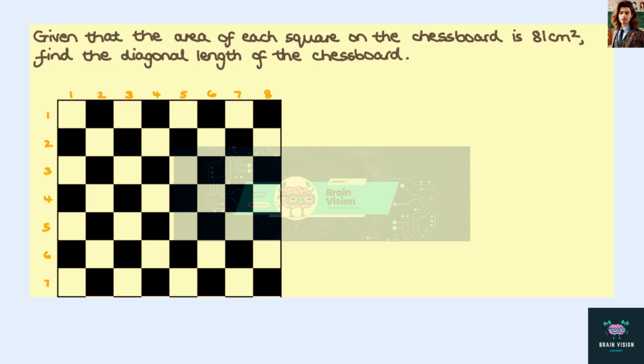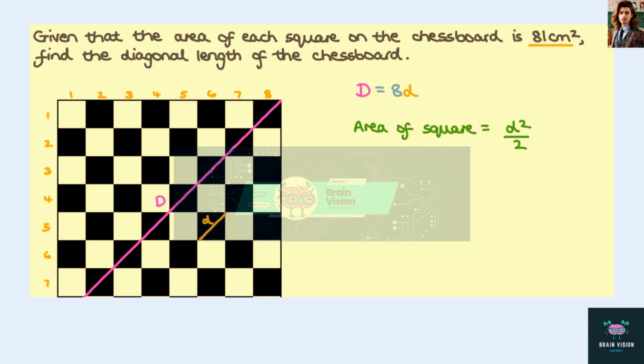This chessboard is composed of 64 congruent squares arranged in 8 rows of 8. The diagonal length of the chessboard, which we will denote by capital D, is therefore equal to 8 times the diagonal length of each individual square, which we'll denote by lowercase d.